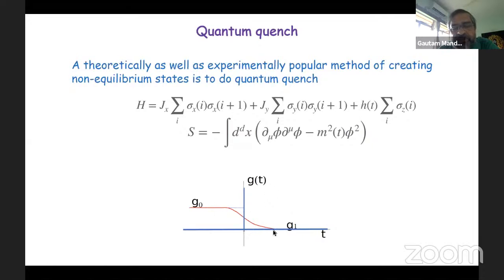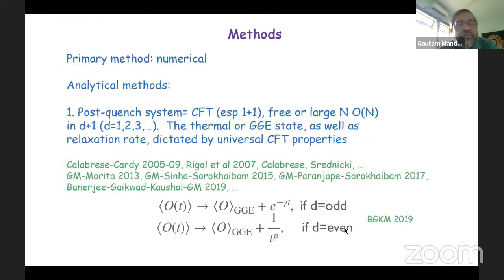And we will find that if this G1 corresponds to some conformal, so the post-quench theory is conformal, then there are some general classes of results that we can prove, but that will be just mentioned in passing, because today we are going to talk about fermionic quench, which are of a different nature. So let's go. So what are the methods of addressing this issue of long-time dynamics? So the primary method remains numerical.